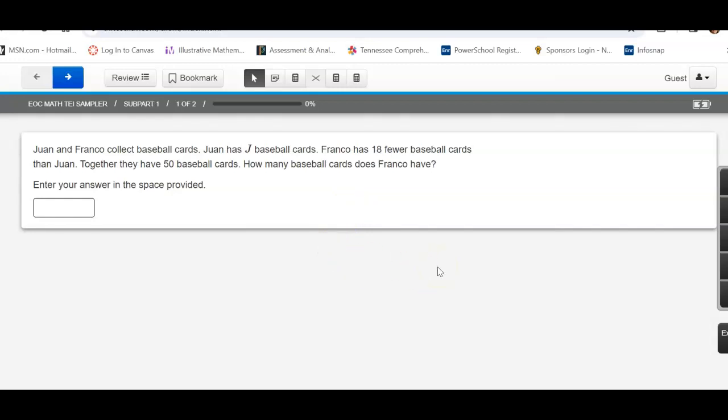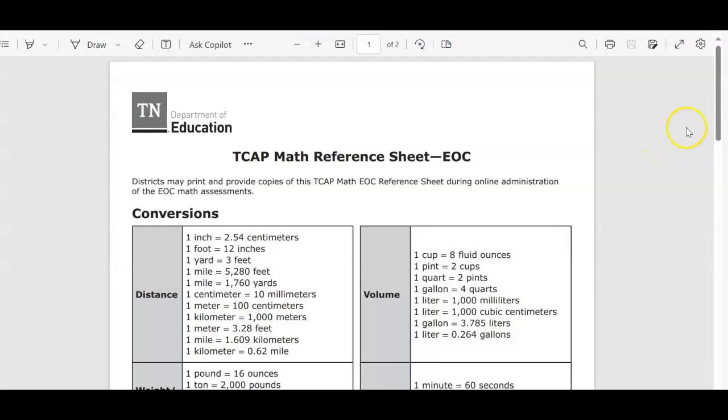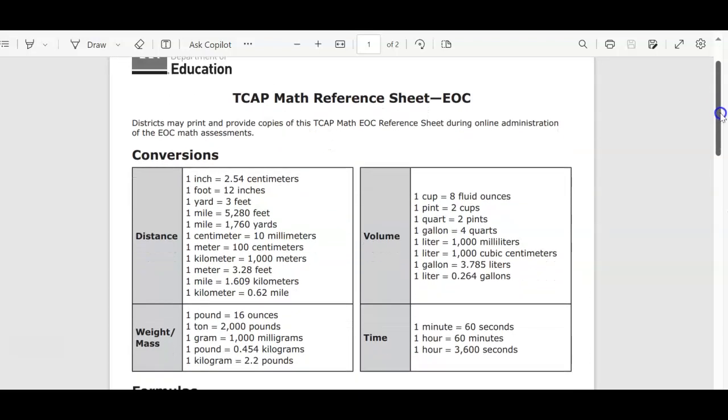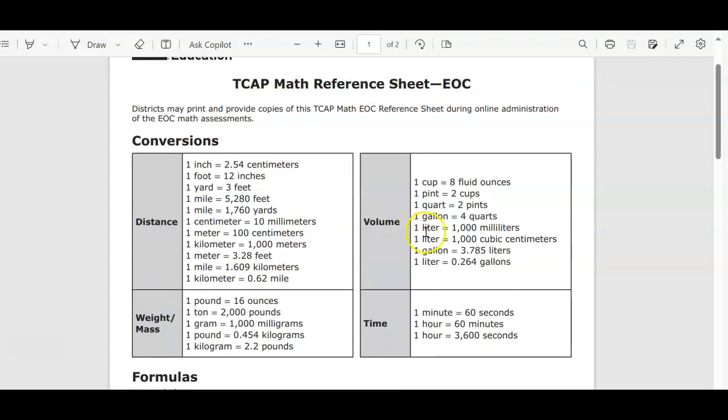One other thing that I do want to show you is the EOC reference page. All right, so this is the new EOC reference page. This was updated June of 2023, so this is for the new standards that we have. The reason I want to show you this is for all of high school math, so that means Algebra 1, geometry, and Algebra 2 will use the same reference sheets. It does have lots of conversions here for you for distance, weight, volume, and time.